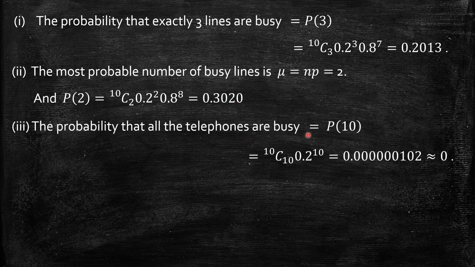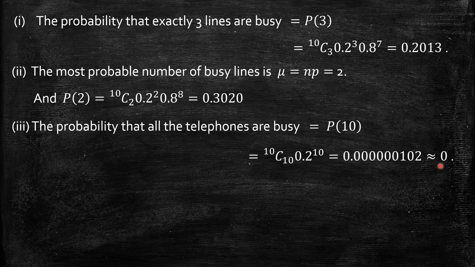One more problem we have is the probability that all the telephone lines are busy. Since there are 10 lines, the probability of all lines busy means p of 10. Substituting that, we get 10C10 0.2 power 10 into 0.8 power 10 minus 10, which is 0.8 power 0, that is 1. So I have 10C10 into 0.2 power 10, which is almost close to 0. So the probability that all telephone lines are busy is almost 0, which means we can say it is an impossible event.